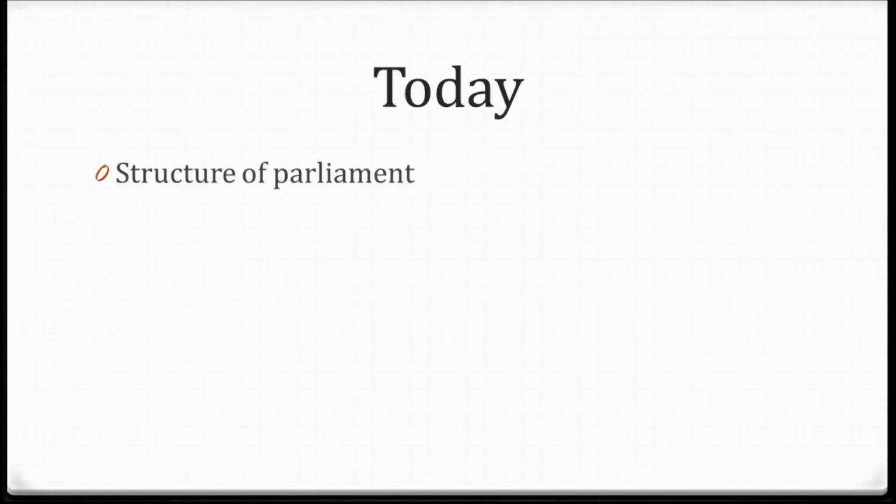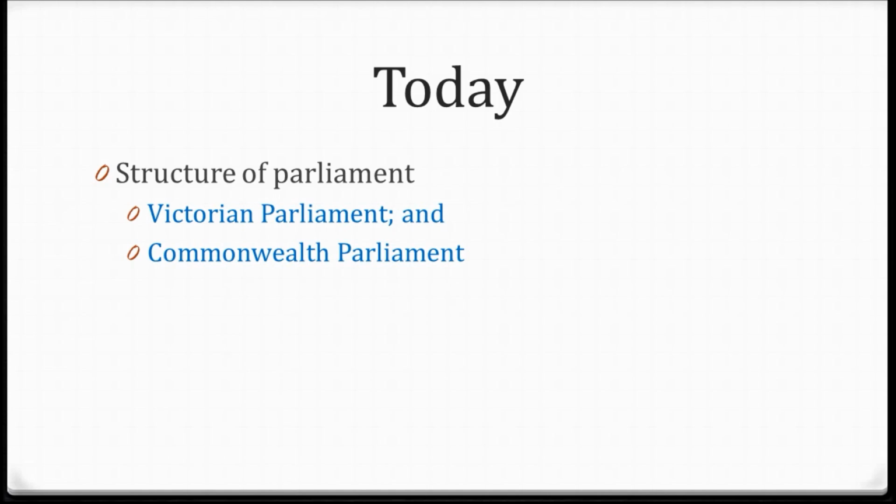Okay, so today we're going to look at the structure of Parliament. For this area of the study design, you need to know the structure of the Victorian Parliament, and you need to know the structure of the Commonwealth Parliament as well. The structure of Parliament is really pretty simple. There's just three levels to it.